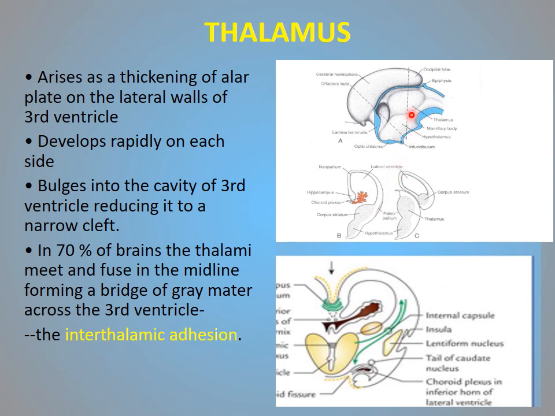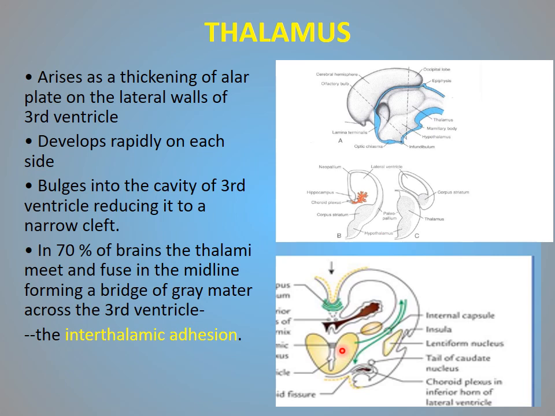The thalamus is an ovoid structure of gray matter which develops as a thickening of the alar plate in the lateral wall of the third ventricle, and it protrudes into the cavity of the third ventricle. The two thalami, on each side, grow rapidly and bulge into the cavity of the third ventricle, so that this cavity is obliterated and remains in a slit-like fashion. So it reduces and becomes a narrow cleft because of the developing thalami on each side.